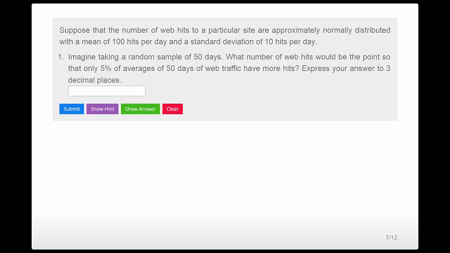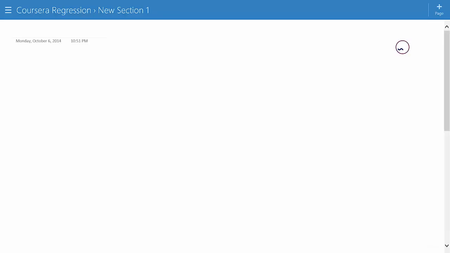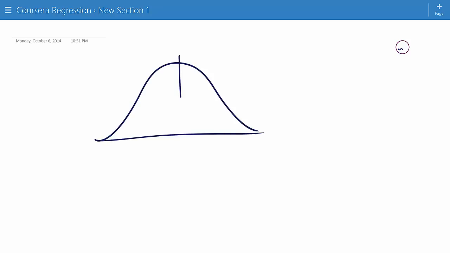So it's kind of like the same problem, only it's not talking about a random draw from this population, it's talking about a random average of 50 points from this population. So remember, our original population looks like this. It has a mean of 100 and its width is governed by the standard deviation of 10.